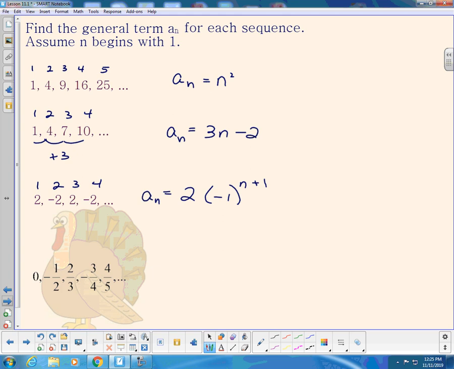If I do 2 times negative 1 to the third, it would stay at negative 1. Times 2 is negative 2. So that would bounce back and forth. Okay? So if the negative is in the first term, it's just going to be an n exponent here. If the negative starts on the second term, it alternates. It's got to be n plus 1.